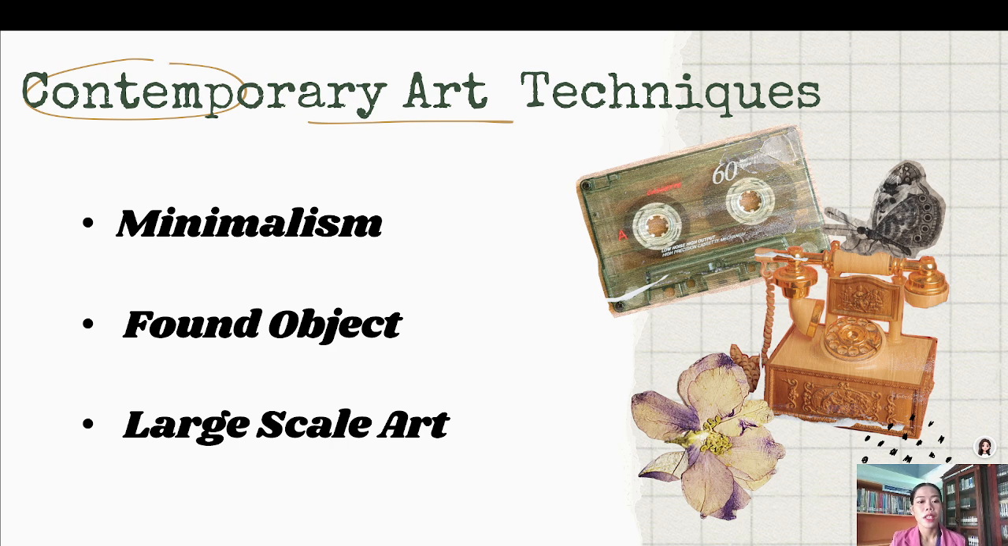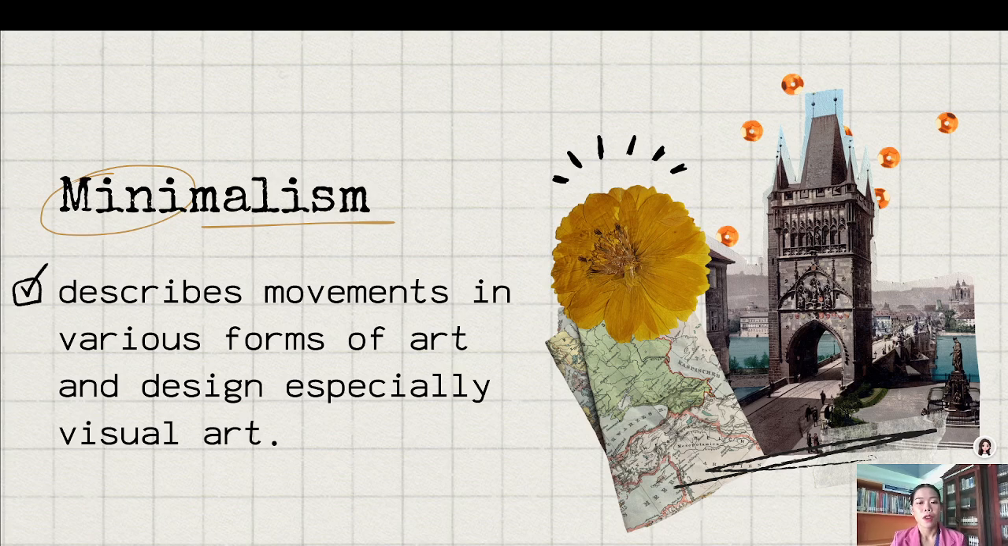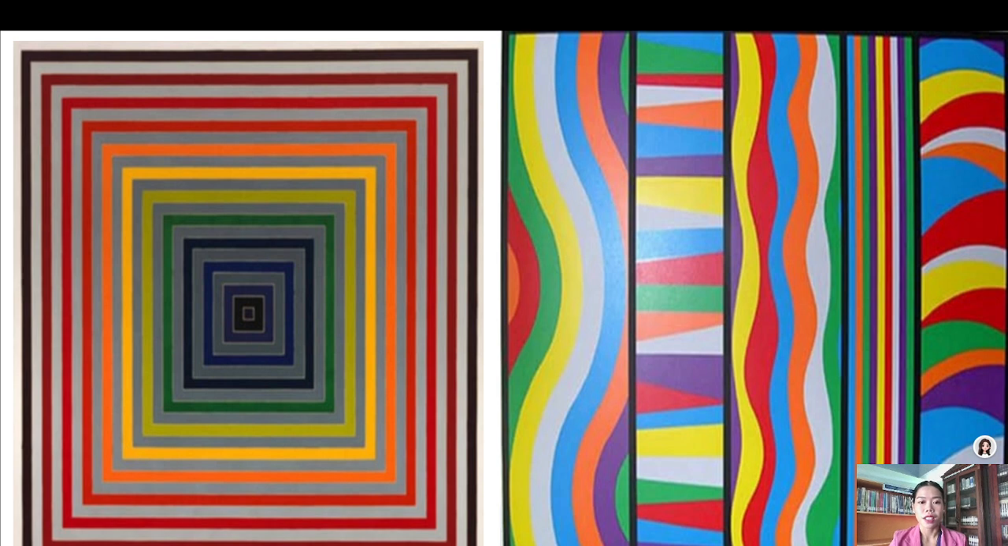First is minimalism. What is minimalism? It describes a movement in various forms of art and design, especially visual art. Minimalism is a contemporary art movement that emphasizes simplicity, clarity, and authenticity. This is an example of minimalism art. As you can see, minimalism art uses basic shapes, clean lines, and a limited color palette.